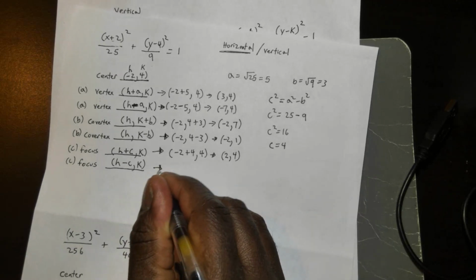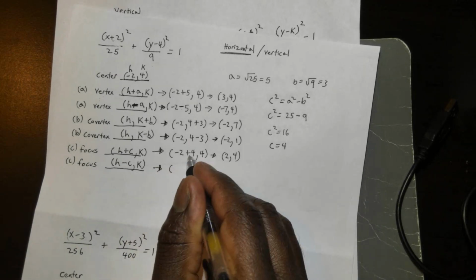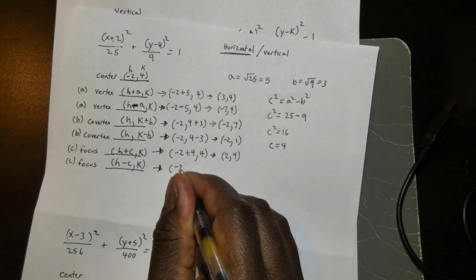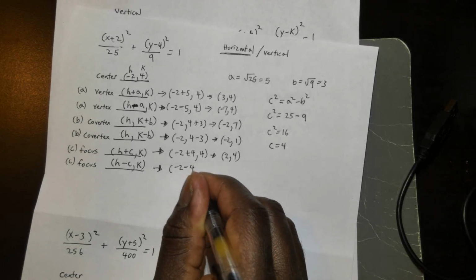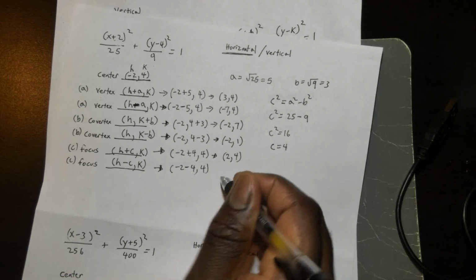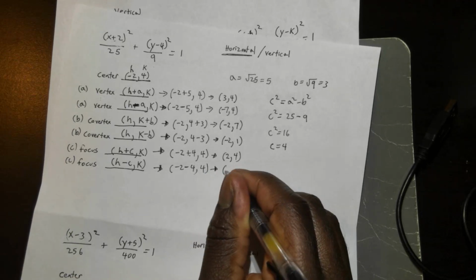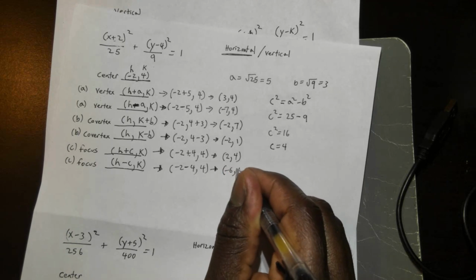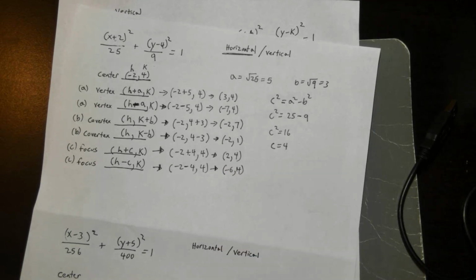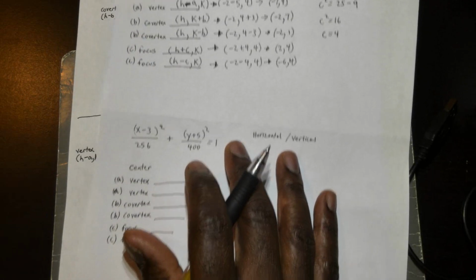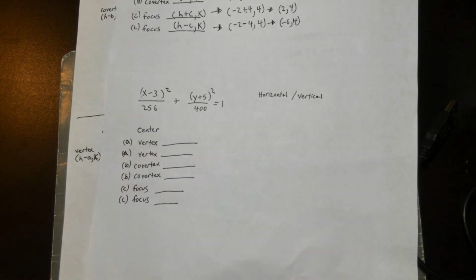We're going to do the same thing, but this time instead of adding, we're going to subtract to get the other one. So -2 minus 4, and comma 4. So this is going to end up being -6, comma 4 for the other focus. Why don't you try and pause the video and see if you could do this one yourself.